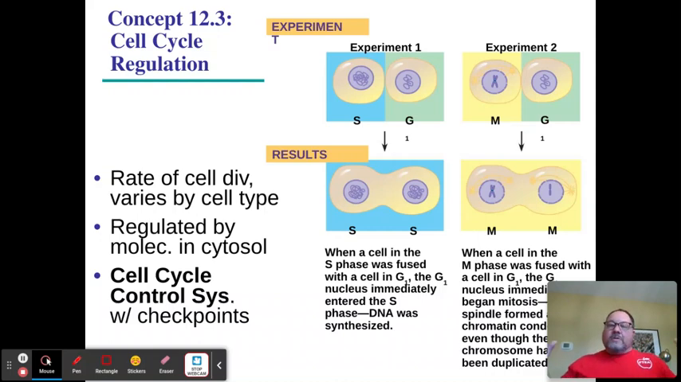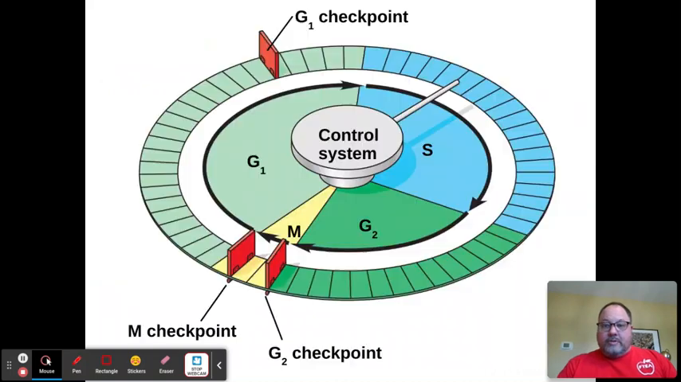Okay. Well, of course, it's going to be molecules, right? There are molecules that act as chemical signals in the cytoplasm. So there are these molecules present at different points in the cell cycle that trigger progression through the steps of the cell cycle. So we're going to look at these, what are called checkpoints along the way that help control progression through the cell cycle.